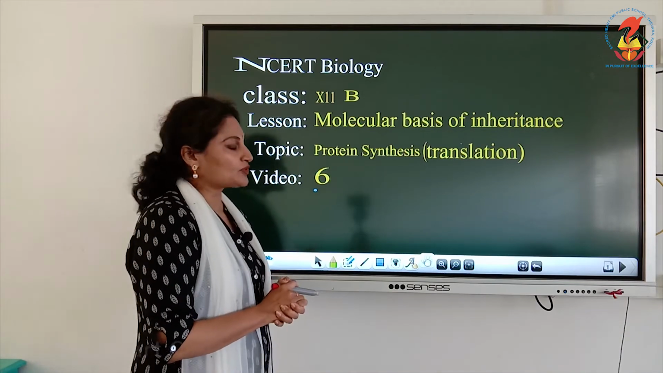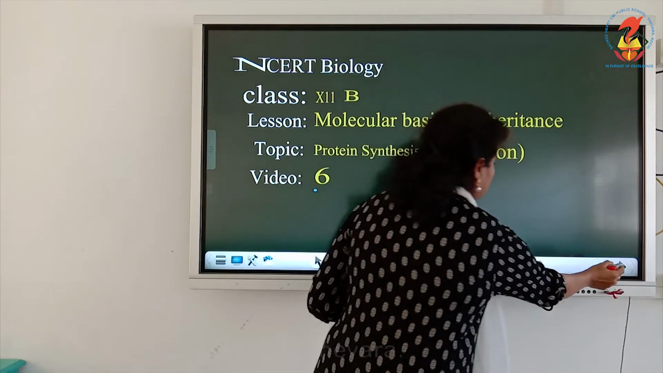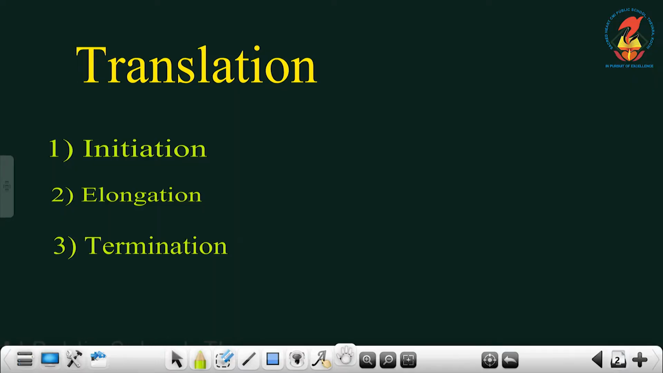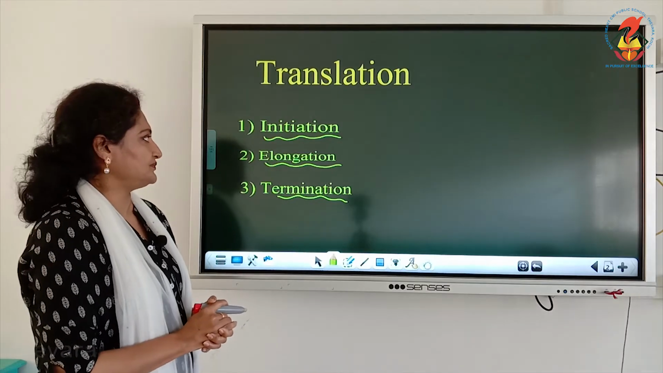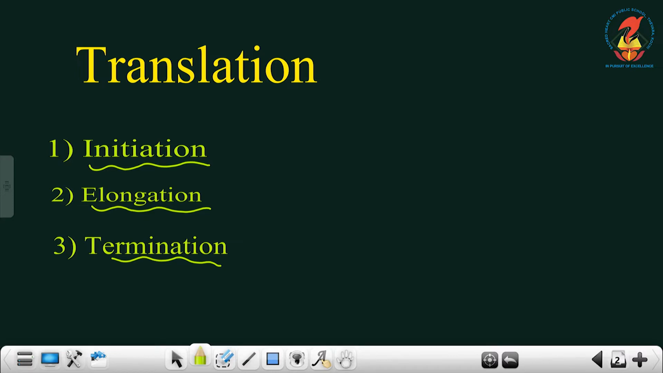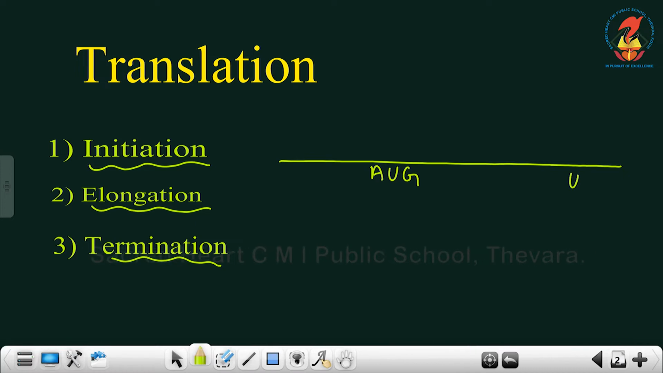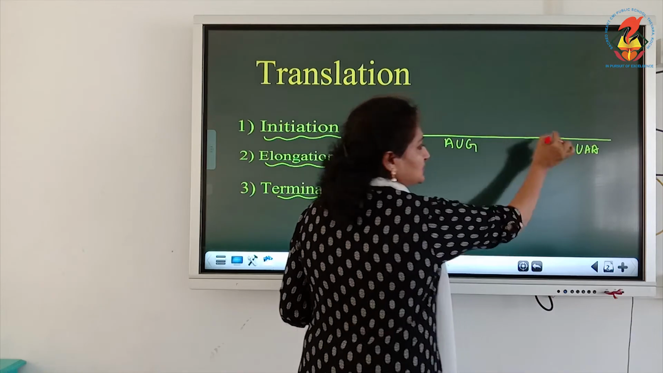The second stage of protein synthesis, translation. It involves 3 steps: initiation, elongation and termination, just like transcription. Now, initiation is a process where many things occur simultaneously. At this time, we have the mRNA with all its bases, and remember the bases are read as codons, 3 consecutive bases, and the first codon is AUG and the last is one among the stop codons UAA or UGA or UAG. And this is the region that is going to be translated.